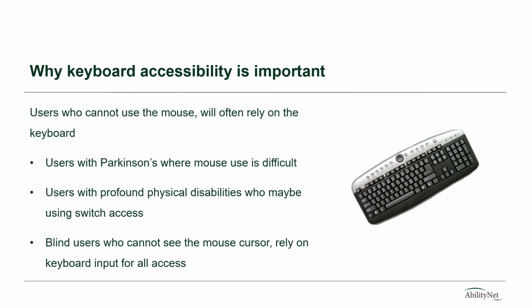Why is keyboard accessibility important then? Well, not all users can use the mouse. Users with Parkinson's will find holding the mouse difficult, especially with hand tremors. They will find holding the mouse difficult whilst trying to click on a link. Some users with profound physical disabilities may be using switch access instead of a mouse, and switches really will just emulate keyboard use at the end of the day. As we'll find out later on, it's possible to navigate entire web pages using just a couple of keys. And finally, blind users, so users who cannot see a mouse cursor, will not be able to use the mouse, so they will rely on the keyboard for all input.